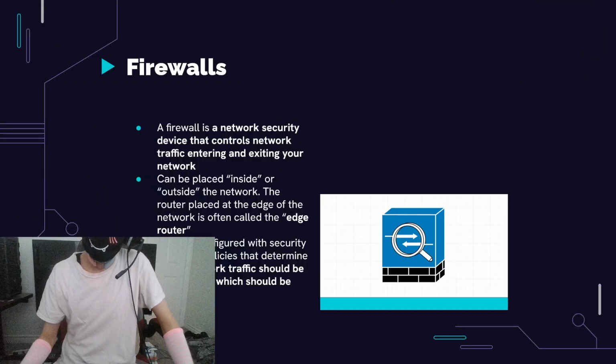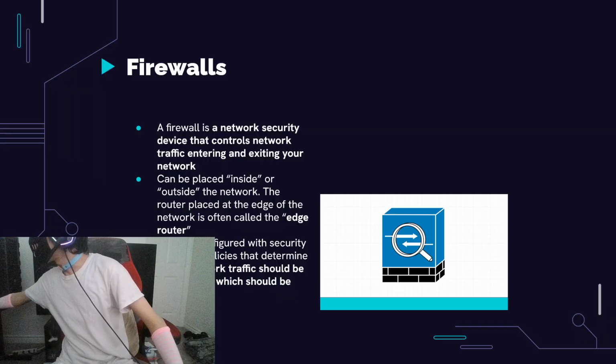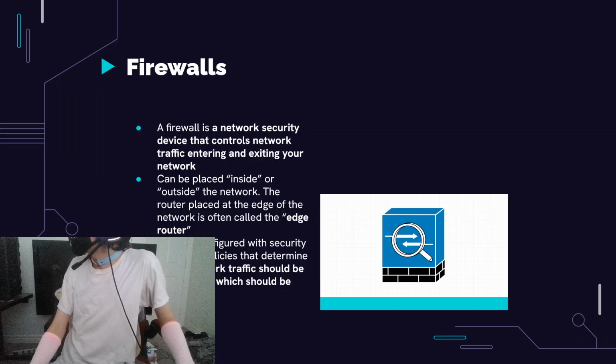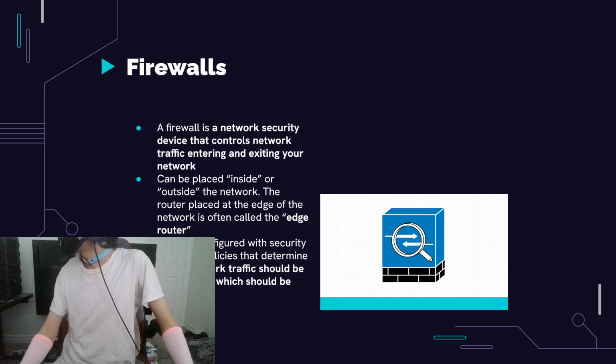Okay, so let's talk about firewalls. This is another network device. So a firewall, well, first off, let's consider the scenario that a malicious actor is attempting to hack our data, hack our servers, and steal our information, deface our websites, all that sort of stuff. So what do we do? Well, that's where a firewall comes in. The purpose of a firewall: it's a network security device that controls network traffic entering and exiting your network.